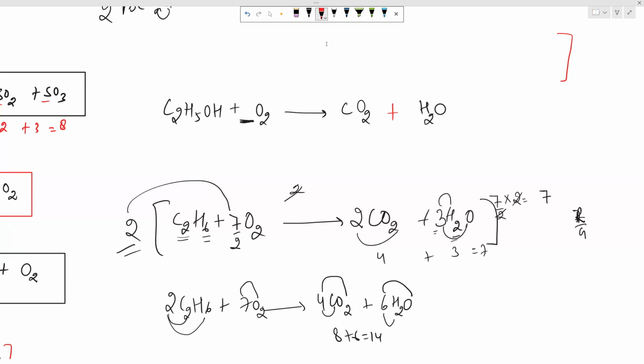Which element will you balance first? Tell me fast. See, sir, in front of O2, it is 3. Yeah, it is 3. It is balanced. Now you have to balance carbon first or hydrogen first, because oxygen is repeating multiple times. So balance carbon. How many carbons are there? 2, multiplied by 2. How many hydrogens are there? There are a total of 6 hydrogens. 5 here.